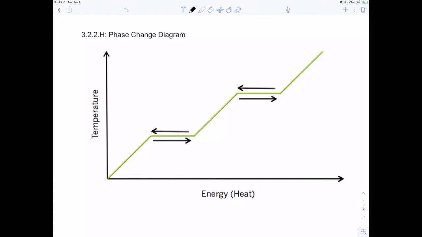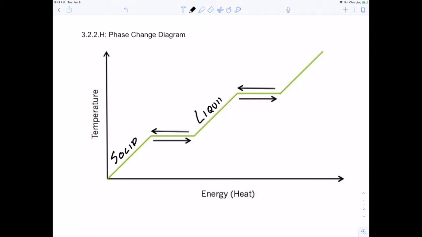So let's start down here at the bottom left. And this increasing part right here is a solid because we know that solids have the lowest energy and are always going to exist at the lowest temperature when it comes to matter. Now, as you add energy to a solid, it can heat up. As you take energy away from a solid, it can cool down. The middle diagonal line here is going to be a liquid.